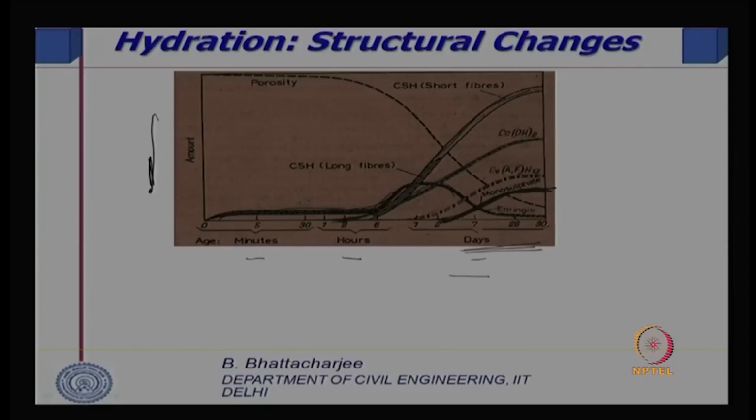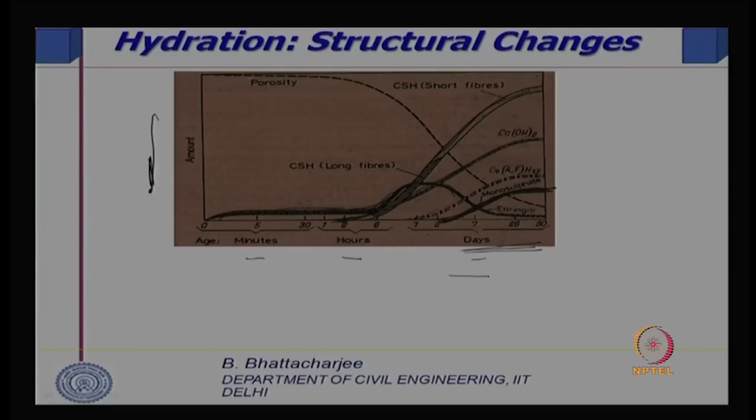CSH long fibers are initially formed, then they stabilize as short fibers. Calcium hydroxide is formed, but ettringite is formed in the beginning, attains a peak, and then its concentration starts coming down because it is not stable and gets converted into monosulfate. C4AF hydrates are also formed, which is not very important. So, we can see the first product formed is ettringite, then CSH, and ettringite gets converted into monosulfate. Calcium hydroxide is produced together with the CSH, and monosulfate concentration increases.